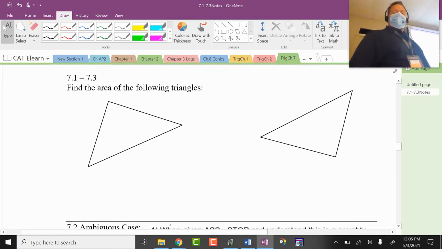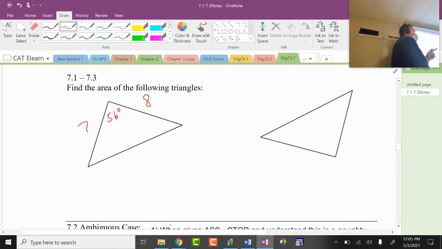So I have blank pictures here. Let's just throw some numbers in. Let's say this side is 7, this side is 8, and this angle is 56 degrees. Is that side angle side? Yes. Since it's side angle side, you can go ahead and use that simple area formula.